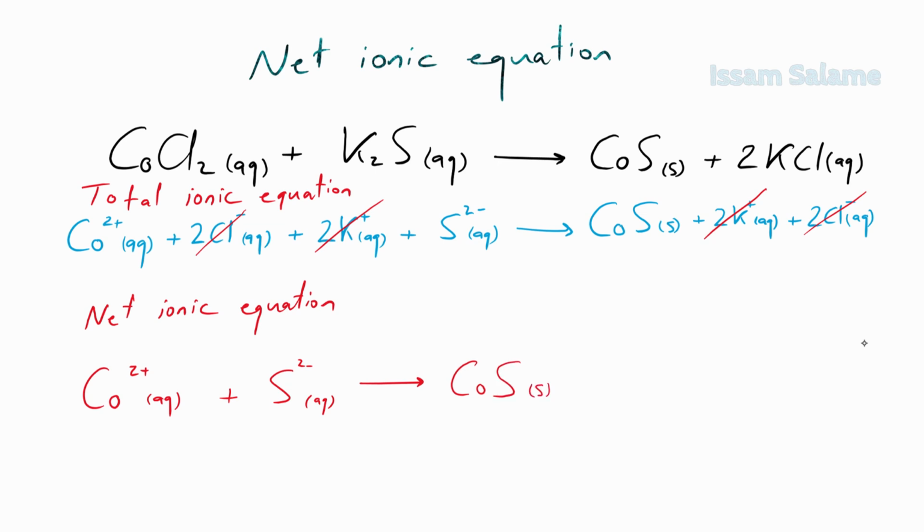Here, the ions that we cancelled, which are potassium and chloride ions, we call them spectator ions, since they didn't interfere in the net ionic equation. So the ions that we cancel are called spectator ions.